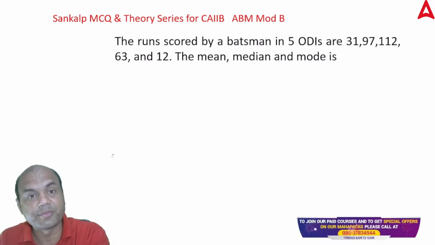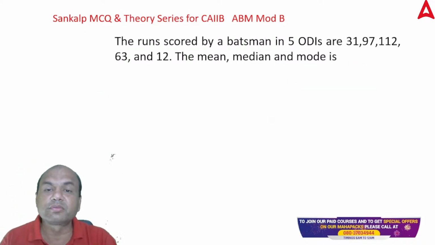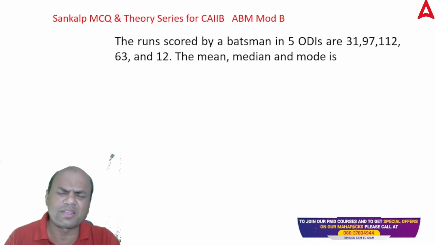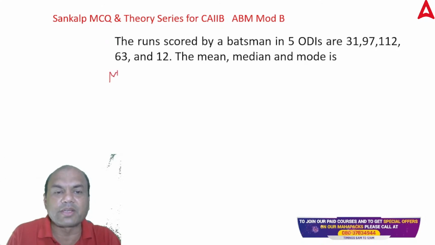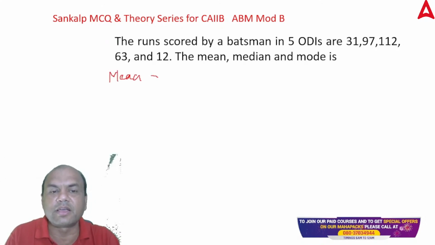Okay. The runs scored by the batsman in 5 ODIs are these. Find the mean, median and mode. Okay. Simple one. Let's do it. Mean. What is the mean? Mean means average. Mean is always average. So what is the average?